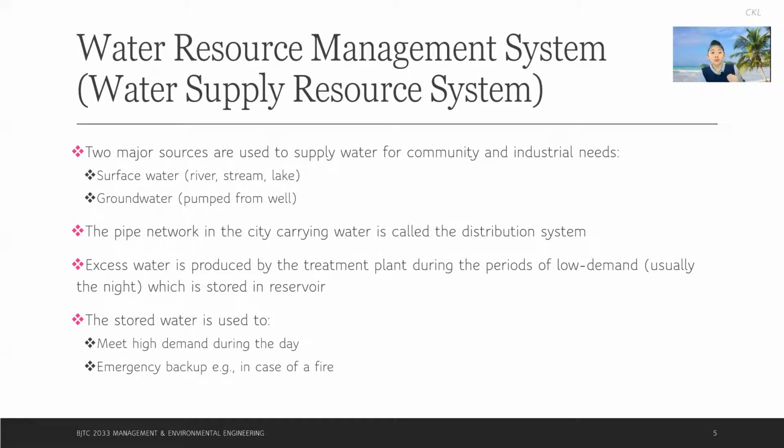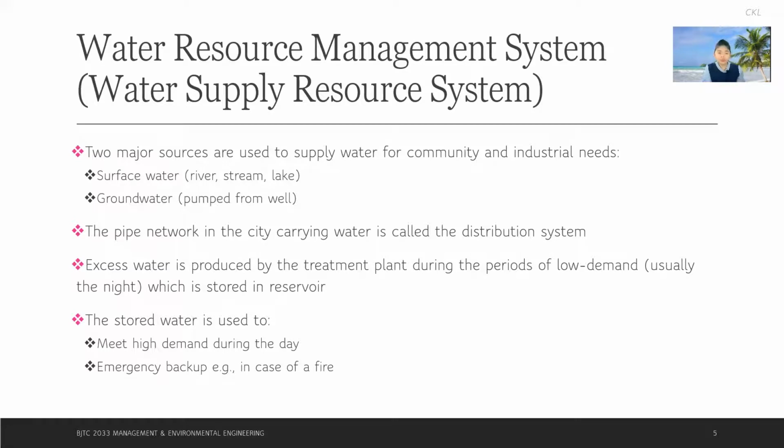Second, when we talk about the water resources management system, how do we transfer our water? With a phone, you transfer data by connecting through mobile data or Bluetooth. But how do we transfer our water? We have the piping system. The pipe network in the city carrying water is called the distribution system because it is sent to everybody. It's like I give you things, so I distribute.